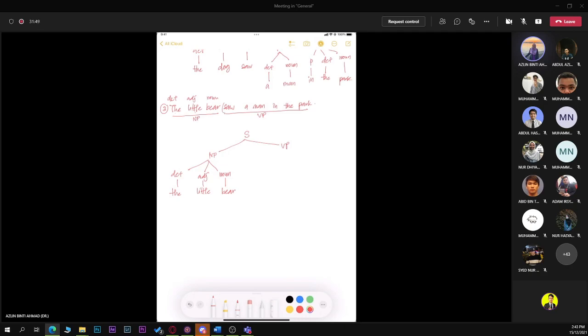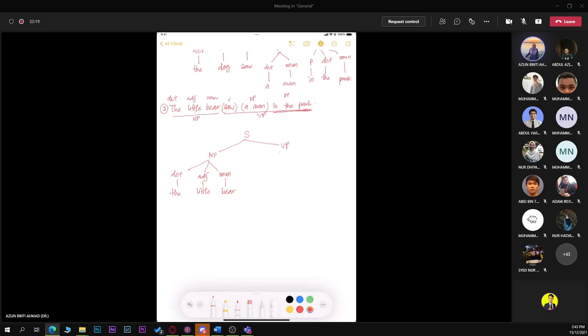Okay, so kita now we move to verb phrase. Saw a man in the park. So saw adalah verb. A man, another noun phrase. Okay, sebab a ni dia pair together with man kan. Man tu adalah noun, so dia akan jadi noun phrase kat situ. In the park, dia akan jadi apa? Preposition phrase lah. Okay. Sebab dia nak menunjukkan dekat mana tu.